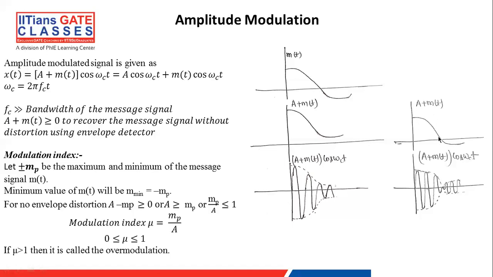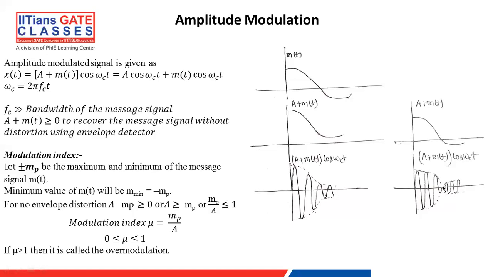In this case it is crossing zero, so it has a negative value also. If you see this signal, it looks like this. Again, here the cos omega_c t amplitude is varying with time because of A + m(t). Now there is something interesting happening here. Our envelope is going below zero. So this solid line will be our signal, and its envelope will look like this and then go up.